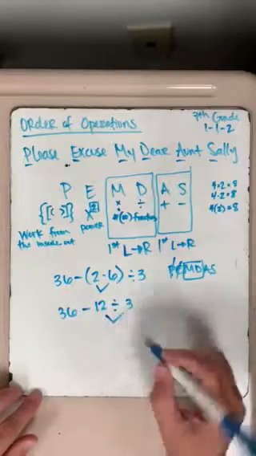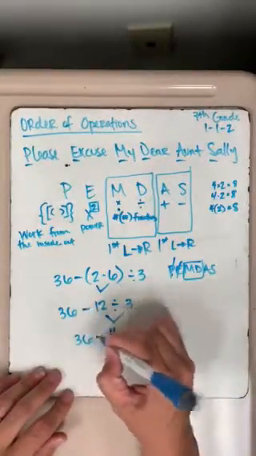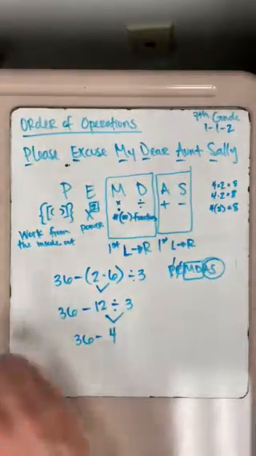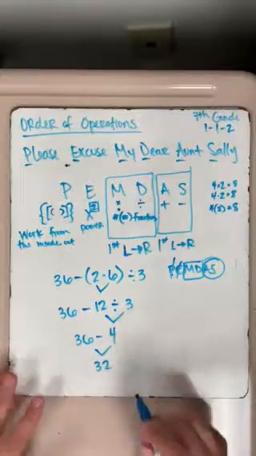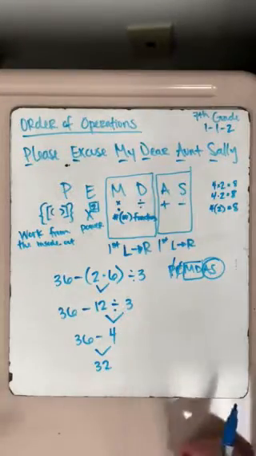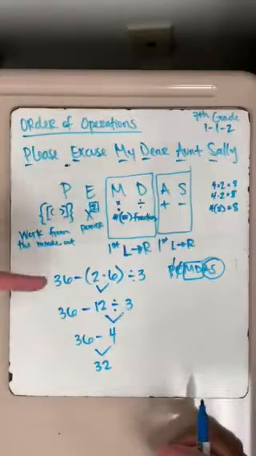So 12 divided by 3 is 4. I bring down everything I have. Now because I'm working with add and subtract, I can really just go left to right. So 36 minus 4 is 32. Yay. So this is a pretty simple application with parentheses.